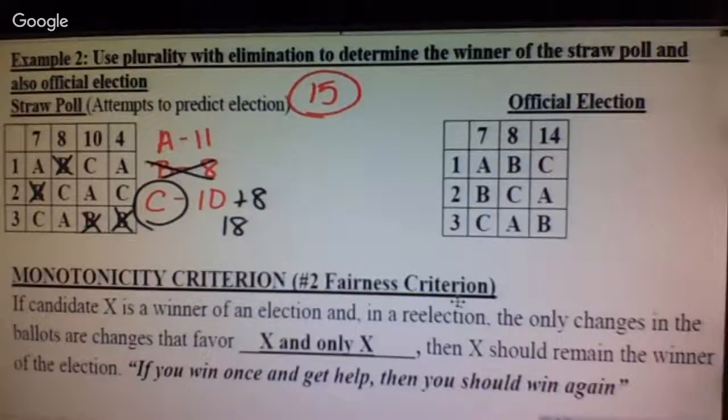In the second one, somebody changed their mind. Instead of these 4 people putting A first, they've now decided that C is going to win. So we didn't necessarily lose a candidate here, but somebody changed their votes. So now C starts out with more votes than they started with here. A has 7, B has 8, and C has 14. I still need 15 to win. I still have 29 people voting. So I still lose B.